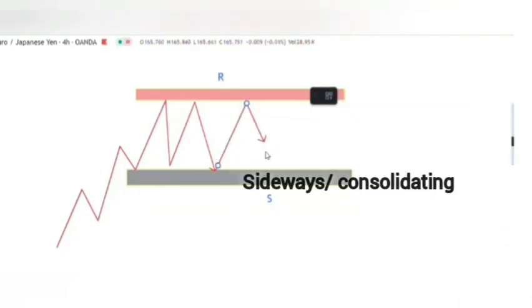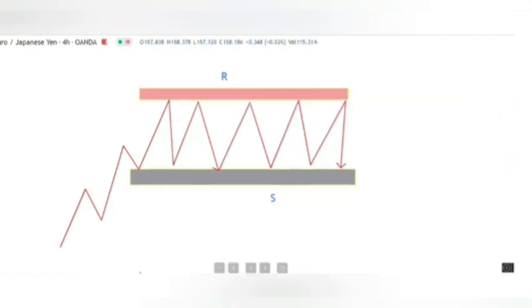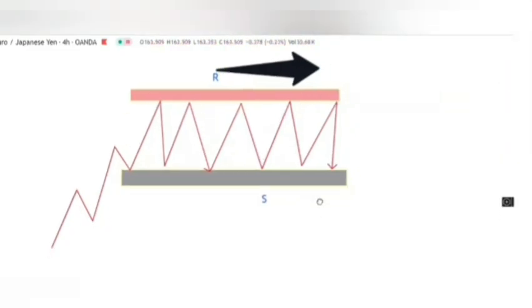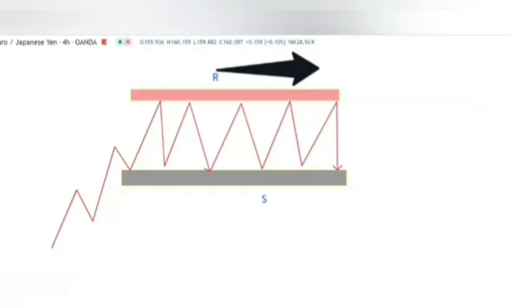It's not really creating new higher highs. It's just moving in between there, or higher low or lower lows. It's just in between there. Okay, so typically this kind of sideways movement is what we call a consolidating market structure. It's not really telling us where the price is going or indicating where the price is going.